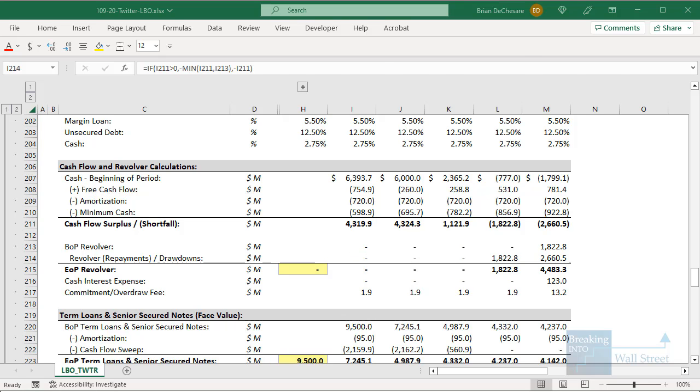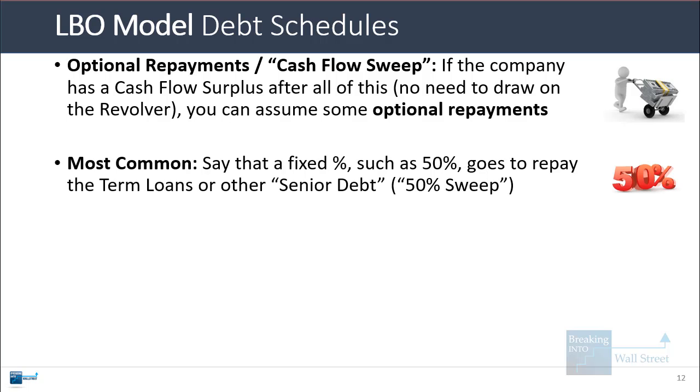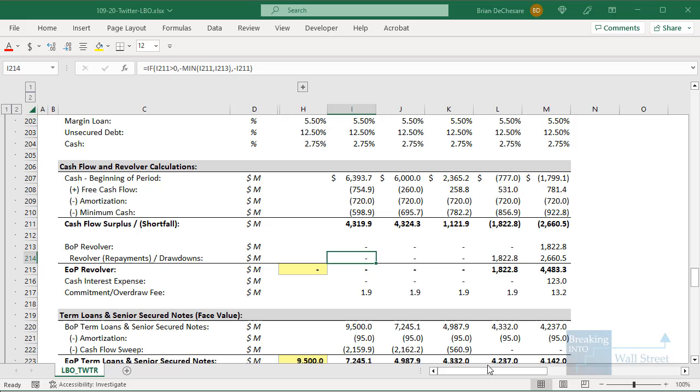Now, of course, there is more to the schedule than this. There are also optional repayments, or a cash flow sweep. The idea here is that if the company has a cash flow surplus after all of this, meaning it doesn't have to draw on its revolver, you can assume some optional repayments. Often it's a fixed percentage. So lenders might say that 50% of their excess cash flow has to go to repay the term loans or other senior debt. This is also known as a 50% cash flow sweep. Other tranches beyond the senior form of debt usually don't allow for this, but you could build in assumptions or some type of switch just in case.